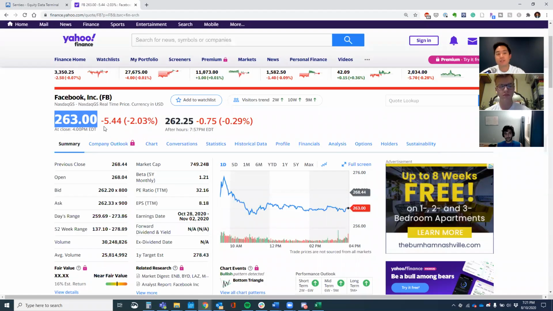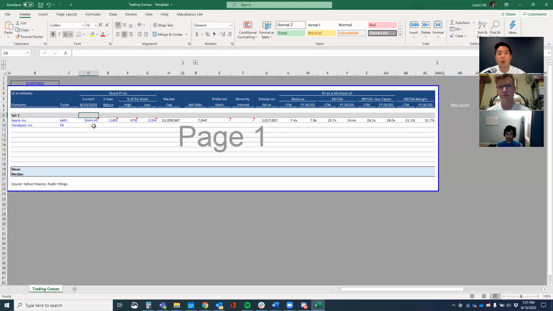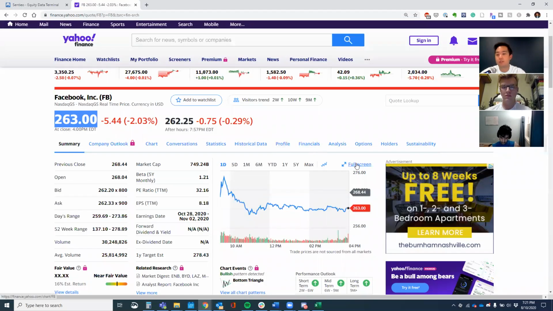And another piece of advice, wherever you can, copy and paste. We all fat finger inputs. You always want to copy and paste where you can. Okay, so that's 263. Now the 1 year return.